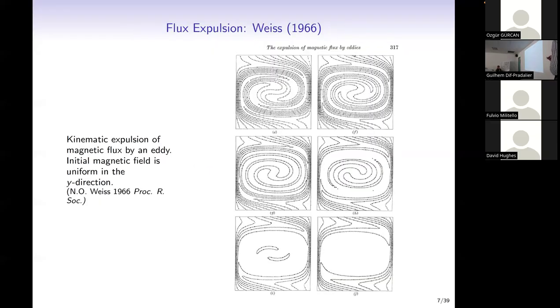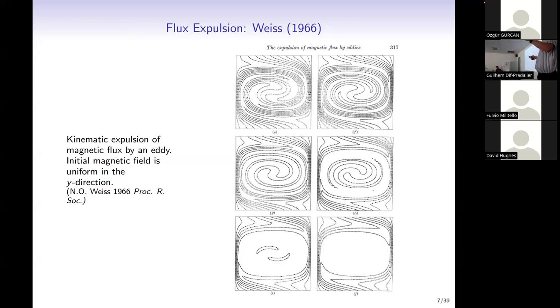Right, from history. This is an old plot. On this projector it looks even older. There are a few classic papers on kinematic flux expulsion. This is one of them, by Nigel Weiss in 1966. This is an amazing calculation. I think this is a computation, and if you think, all you youngsters, what people could do on a computer in 1966, this is an amazing calculation.